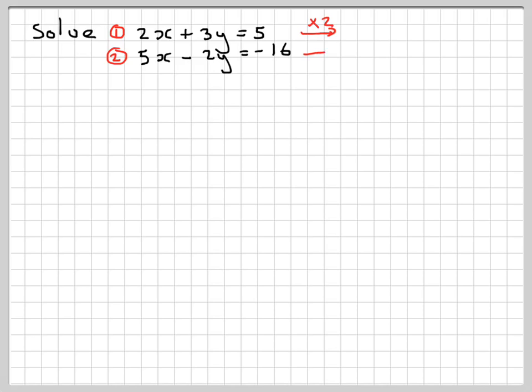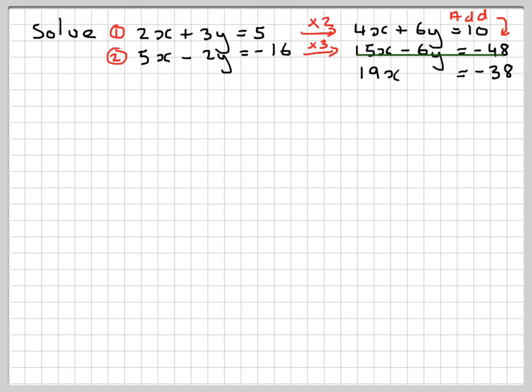Labelling the equations, multiply the top one by 2, so we're going to get 4x plus 6y is equal to 10, and 15x minus 6y is equal to minus 48. Again, be careful to multiply the last two terms. Because the coefficients in front of the y's are the same, a plus and a minus, this time we need to add the two equations.